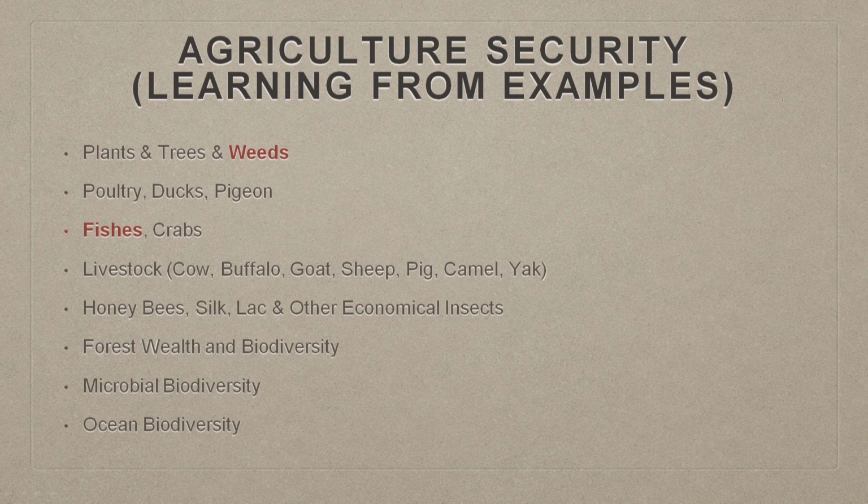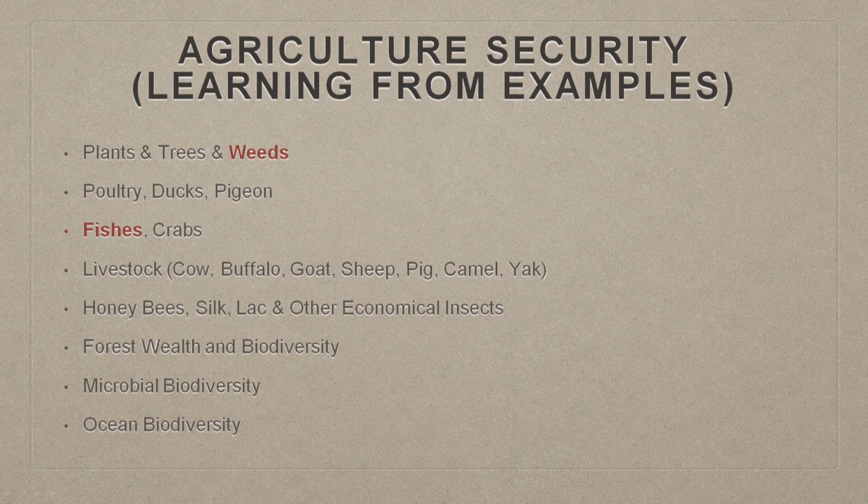The next part of agriculture is poultry, ducks and pigeons and several other birds which are being reared by human through centuries. Then you have the fishes, crabs and other aquatic animals which are being cultured or reared or are being used for food purpose by human across the world. Then you have livestock, which includes cows, buffaloes, goats, sheep, pigs, camel, yak and many other animals. They are either used for milk, leather, meat and several other aspects.